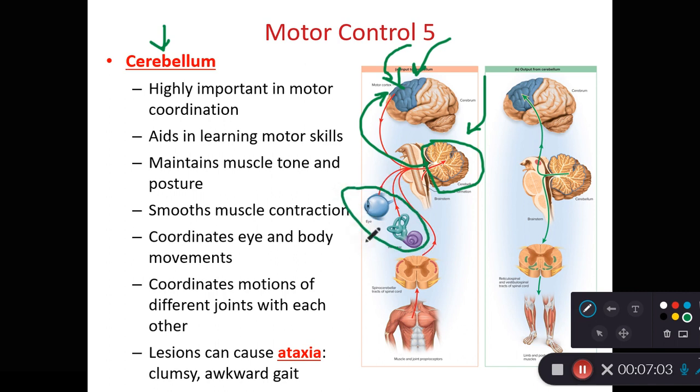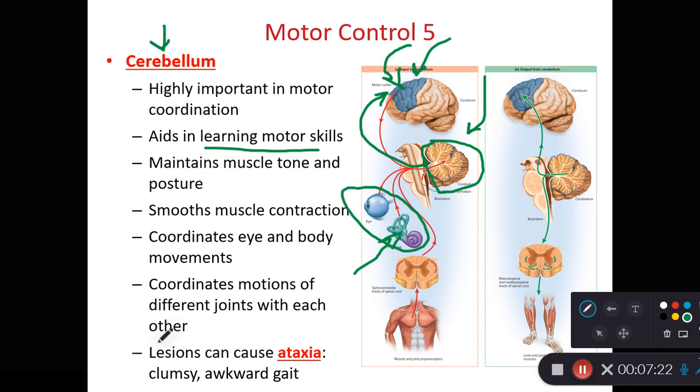interacts with sensory information coming from the eyes and the vestibulocochlear apparatus of the inner ear to help us modulate our sense of orientation in space. The cerebellum aids us with learning motor skills, helps us to maintain muscle tone and posture. It's going to coordinate overall body movements.